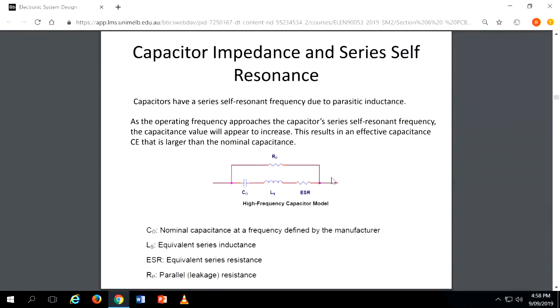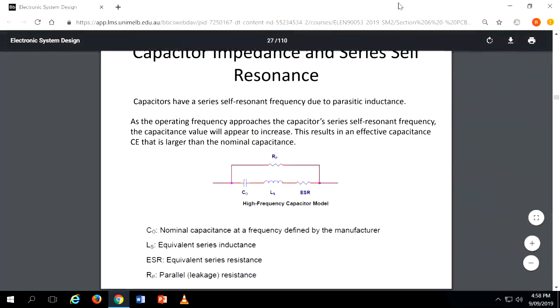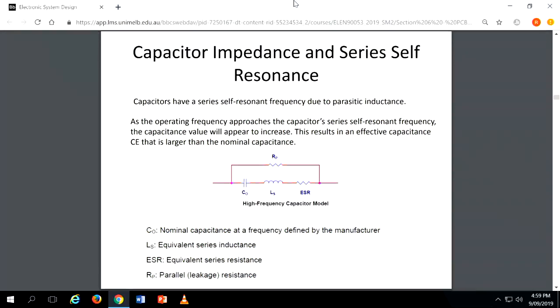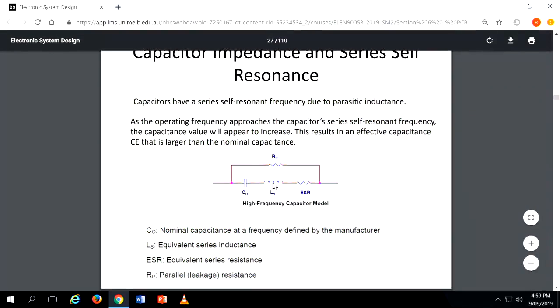Then capacitor impedance and series self resonance. This we should be learning. Capacitors have a series self resonant frequency due to parasitic inductance, which I have already shown you in a curve where the capacitor impedance is increasing at high frequencies. So every capacitor has a self-resonant frequency. We call it the series self-resonant frequency due to parasitic inductance. So this is a high frequency model of a capacitor.